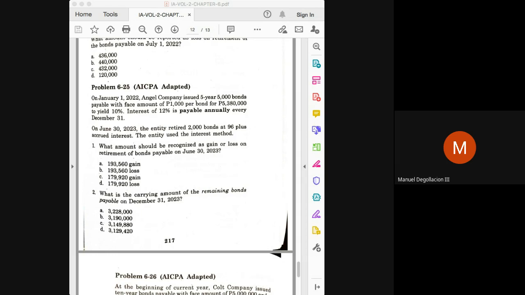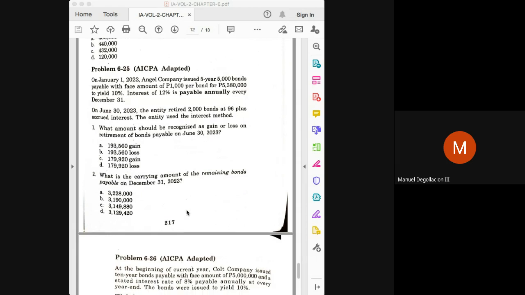Alternative solution, we begin with 3,190,800, the carrying amount of this portion at the start of the year, the start of 2023, and then just deduct the amortization of the premium for the year, which was 40,920. We would still get 3,149,880. Okay, and that already gives us our answer.